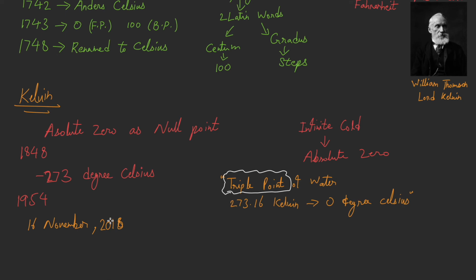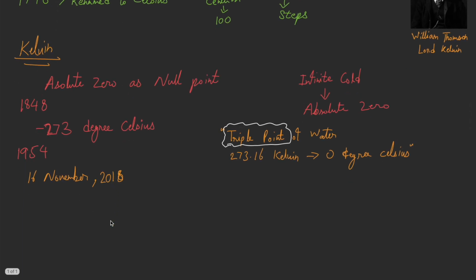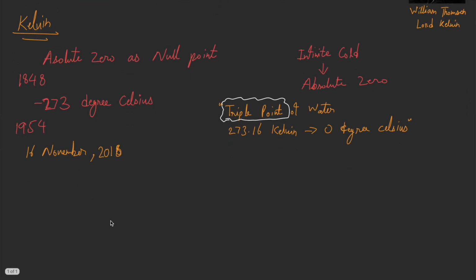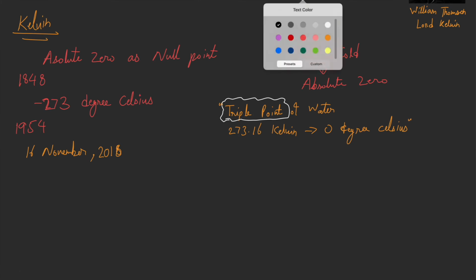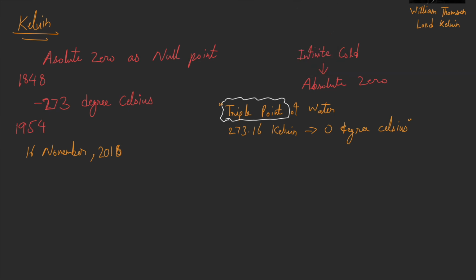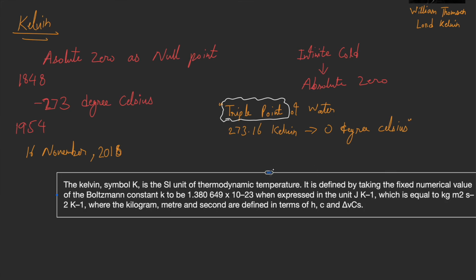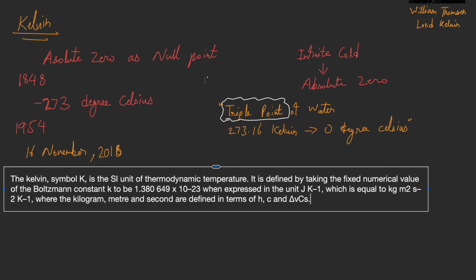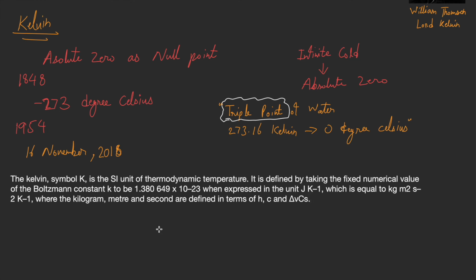The Kelvin was redefined as, actually I have copied the definition, so I'm just going to paste it here. I'll select some of the words, because its definition is quite big. Okay, all right, here we have it. The Kelvin, symbol K, is the SI unit of thermodynamic temperature.